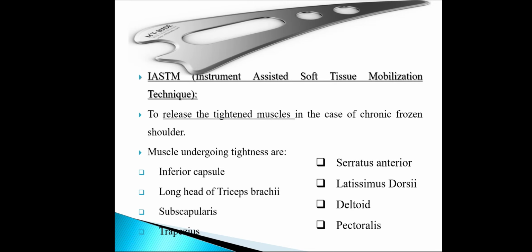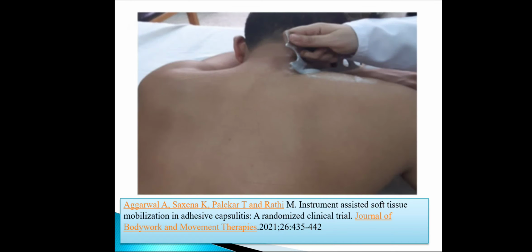This is very important in releasing the tightened soft tissue in your chronic frozen shoulder, which can be as follows: inferior capsule, long head of triceps brachii, subscapularis, trapezius, serratus anterior, latissimus dorsi, deltoid and pectoralis. This is how the blade can be used to treat the tightened musculature, and here the 2.3 H is used to reduce the tightness of the upper trapezius.